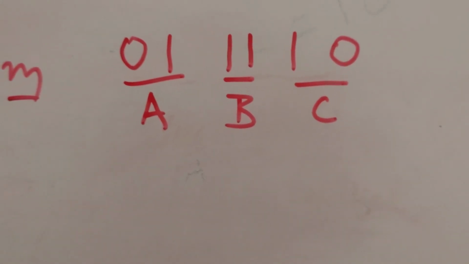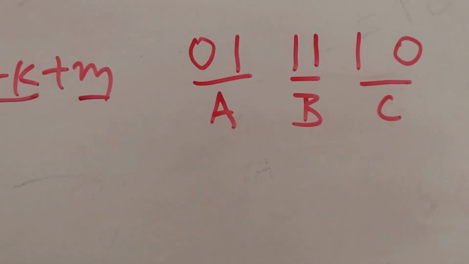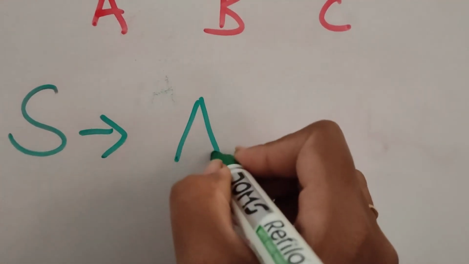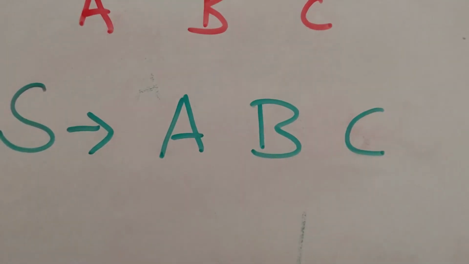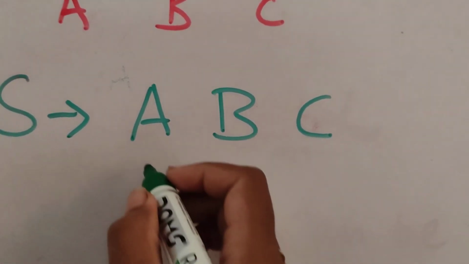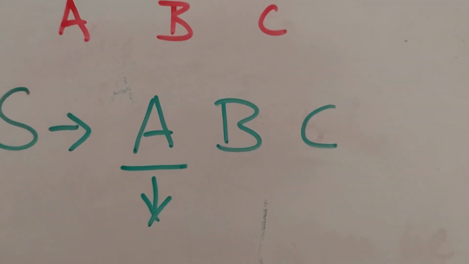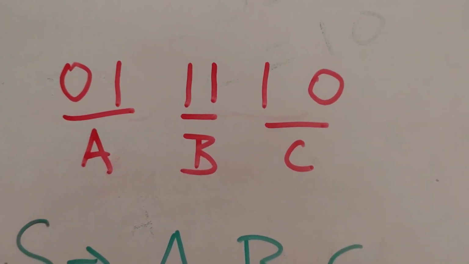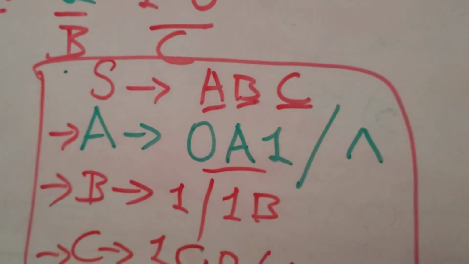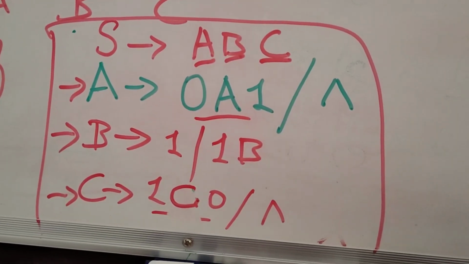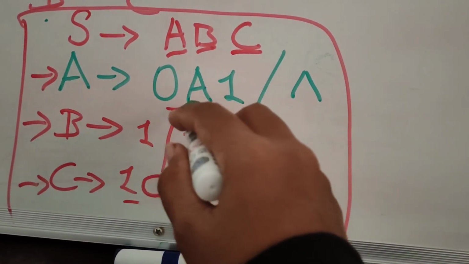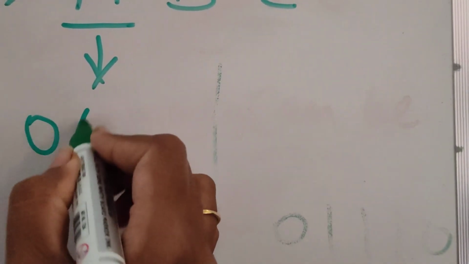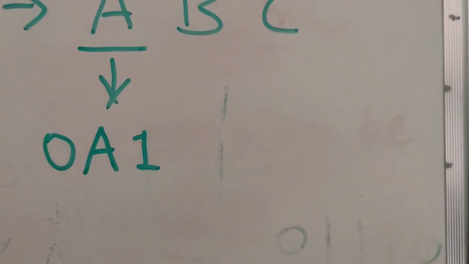So now we are starting with the starting symbol, which is capital S. From S I am getting A, B and C. Now we start from the leftmost symbol, which is A. From A, what do I want to derive? 0 1. So see the production rule. From A can I get 0 1 or not? Yes, I can get 0 1 from 0 A 1. So here I'll have to write from A, 0 A 1.